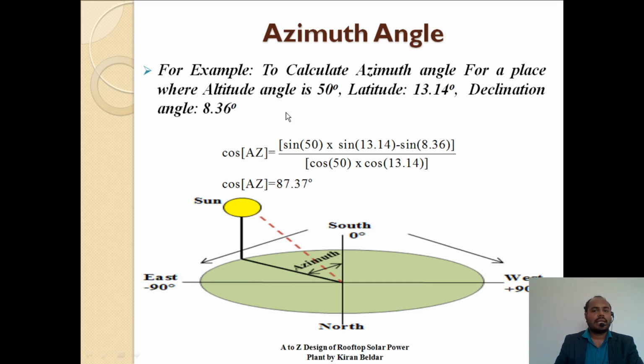For example, let us calculate the azimuth angle for a place where the altitude angle is 50 degrees, latitude is 13.14 degrees, and declination angle is 8.36 degrees. With respect to this data, we use this formula. By using this formula, we get the azimuth angle as 87.37 degrees. According to this diagram, with respect to the south there is zero azimuth. We measure this angle and get 87.37 degrees.